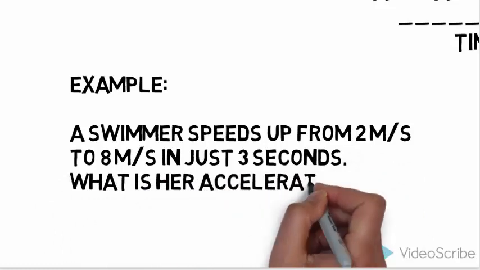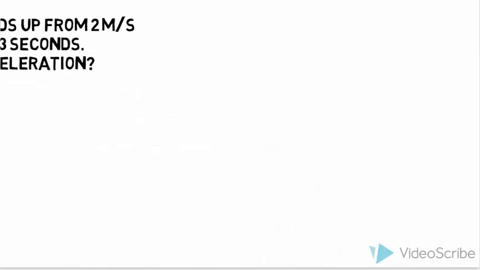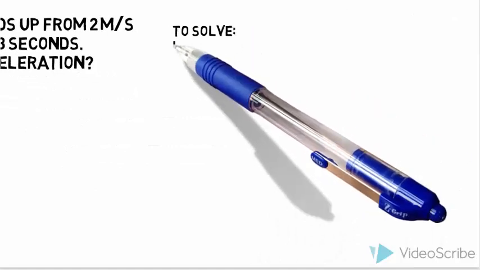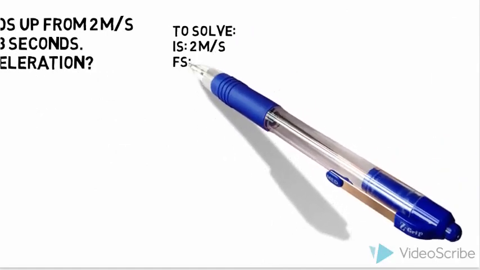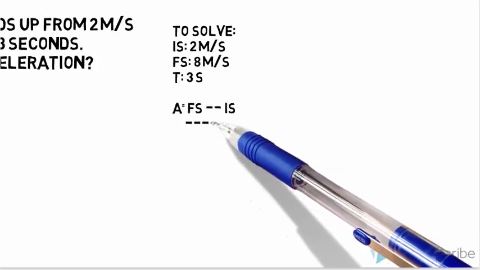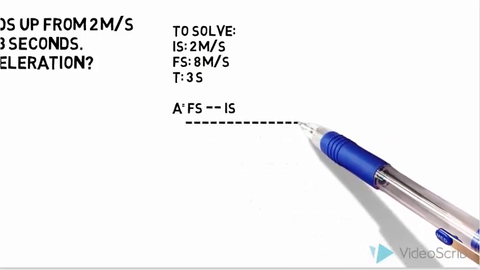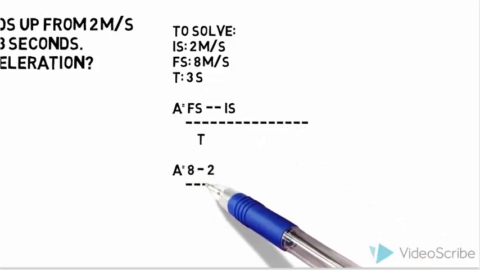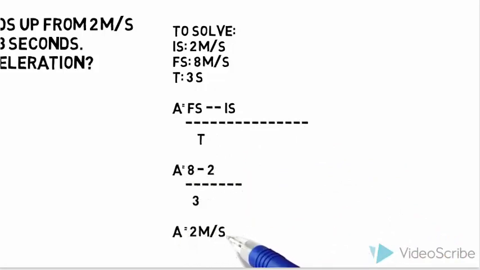Notice the two given speeds. So to solve, IS means initial speed, FS means final speed, and T stands for the time. Following the formula of final speed minus the initial speed divided by the time would give you the answer of 2 meters per second per second. Meters per second is the quantity for speed, and the other second is for the quantity of the time.